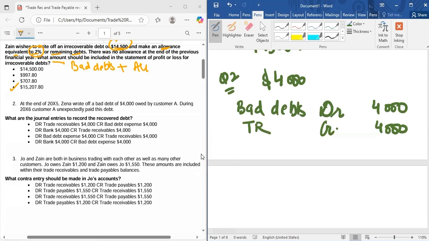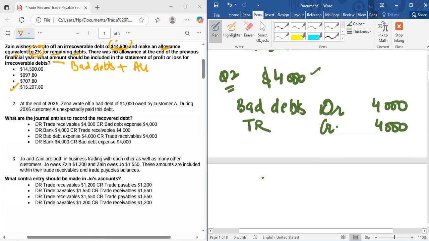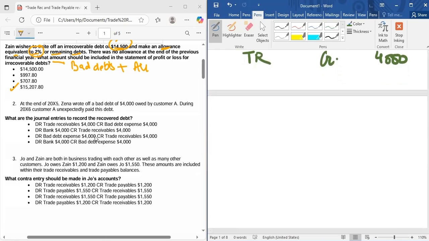All right. Now, during 20x6, customer A unexpectedly paid this debt. So what happened is that initially this customer A did not pay this amount, okay? But unexpectedly in the future, he paid this amount. So they're asking us what journal entry would we pass, okay? So see, when we have received some amount, we would debit bank, because money has come in. Okay, this is our asset. Assets have debit balance. So what comes in, we debit that. So bank would be debited by 4,000, right?